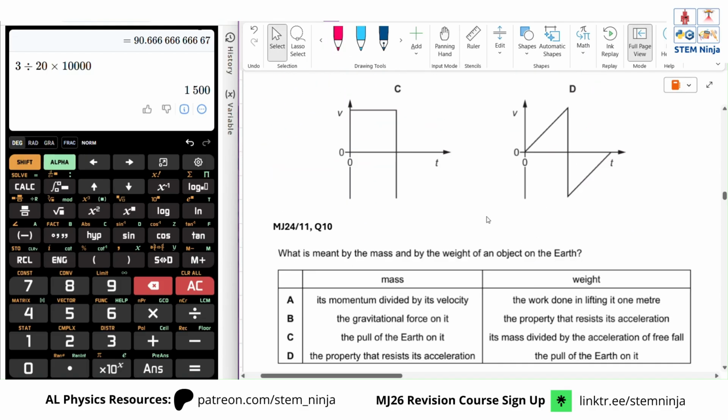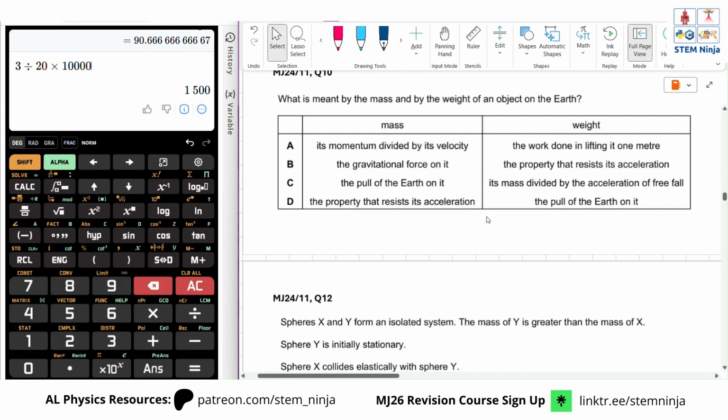All right, carrying on. What is meant by the mass and by the weight of an object? So mass is the property that resists its acceleration, and weight is the pull of earth on it. This is straightforward, easy marks over here.